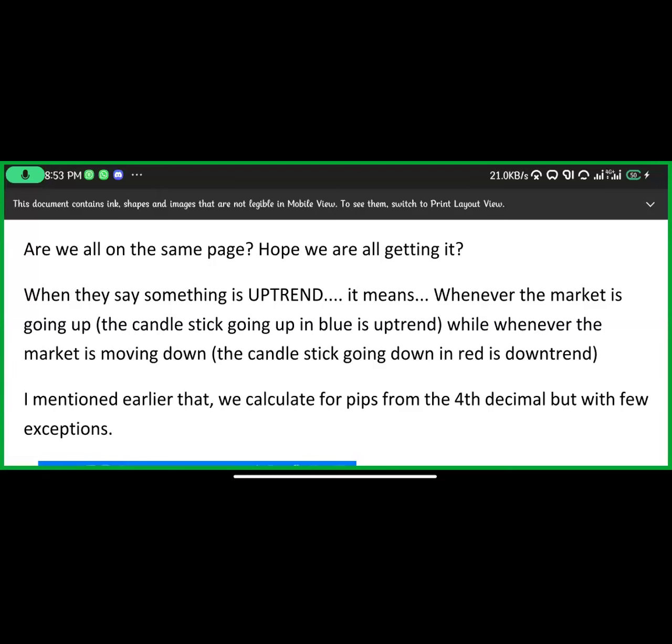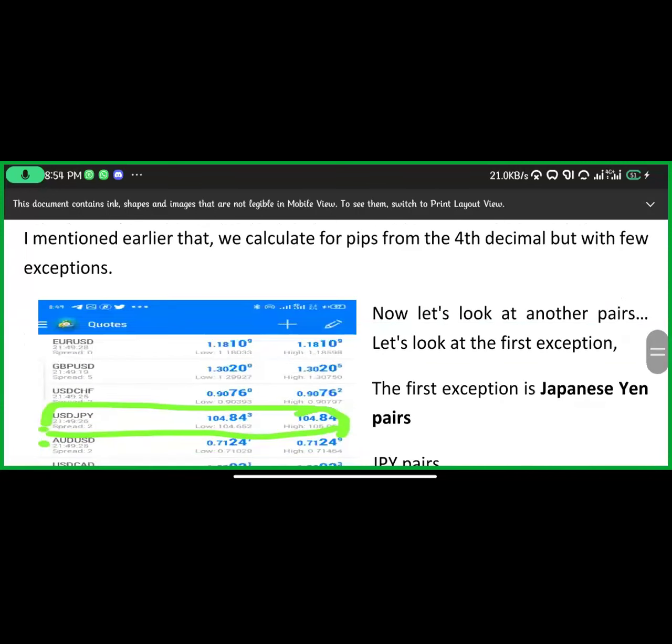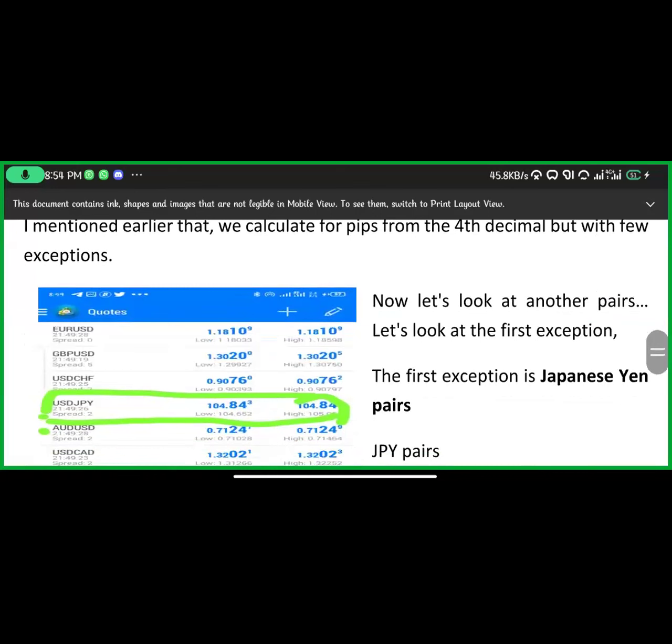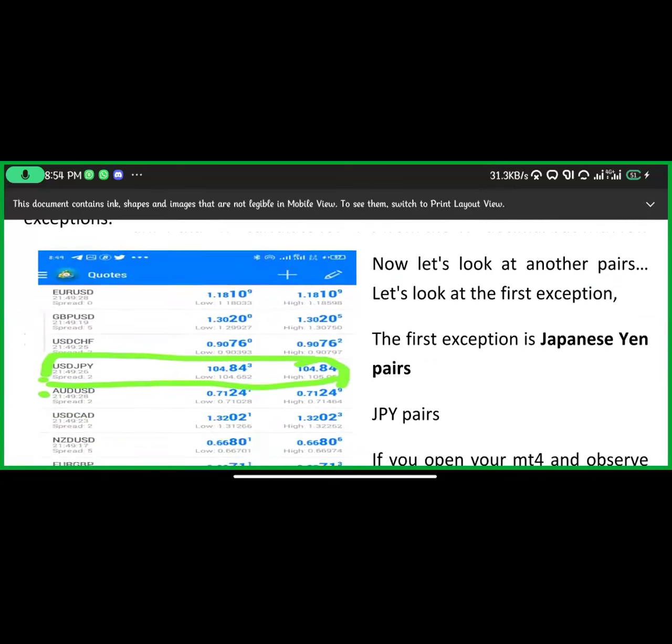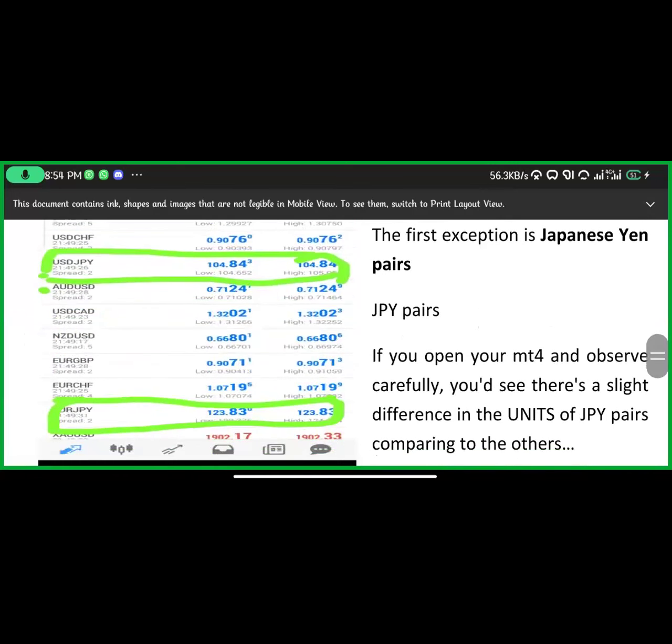Now, I mentioned earlier about calculating the pips, which we use what? 4 decimals, but there are a few exceptions in the market. Let's look at USDJPY, for example, the Japanese yen currency. Now, look at this particular pair. You can look at USDJPY, CADJPY, EURJPY, GBPJPY. They have the same format of price. Now, the JPY pairs are calculated differently.